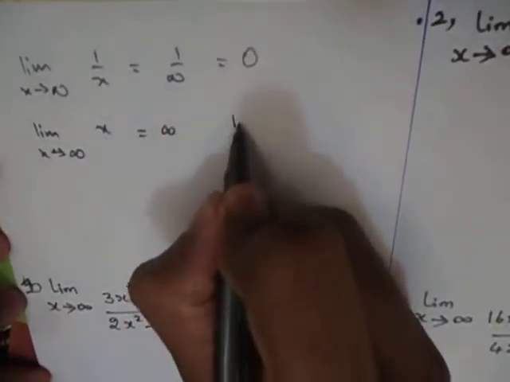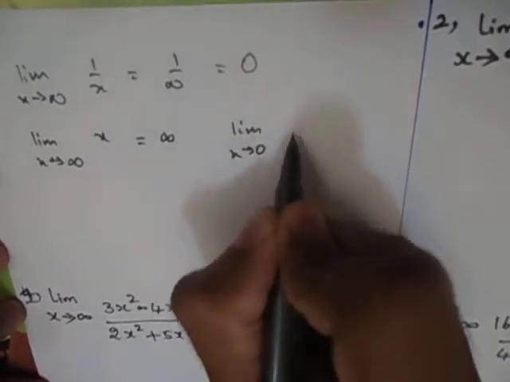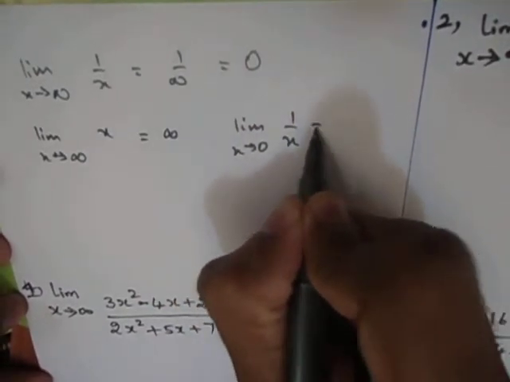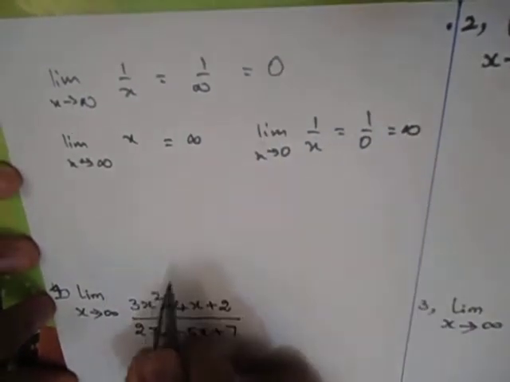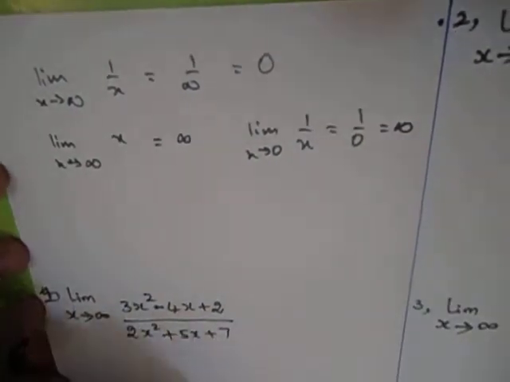But the same thing if we write limit x extends to 0 of 1 by x, it is 1 by 0. Anything divided by 0 is infinity. So both of these will give us infinity.